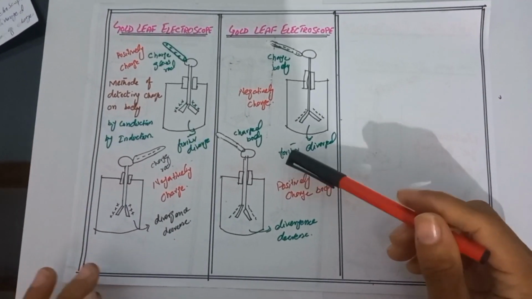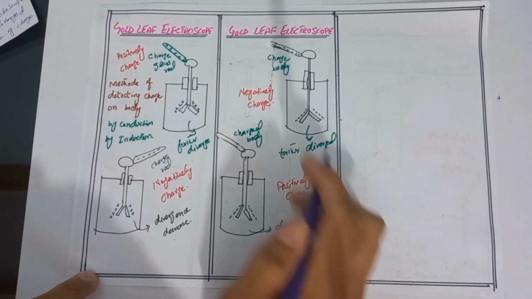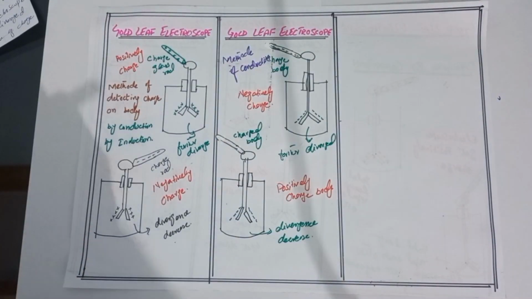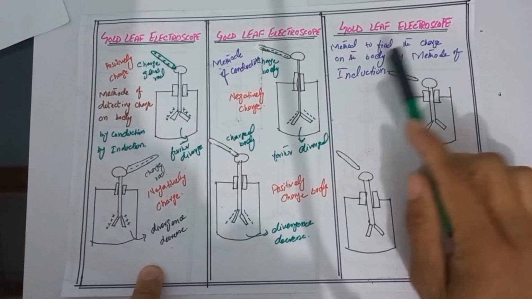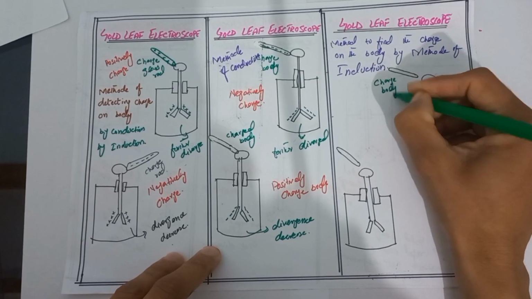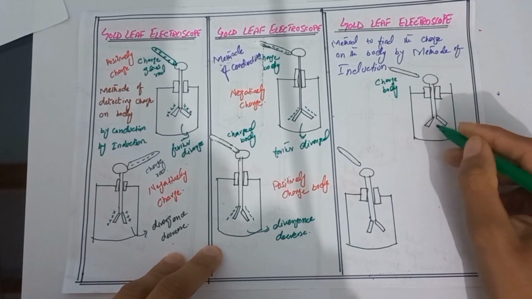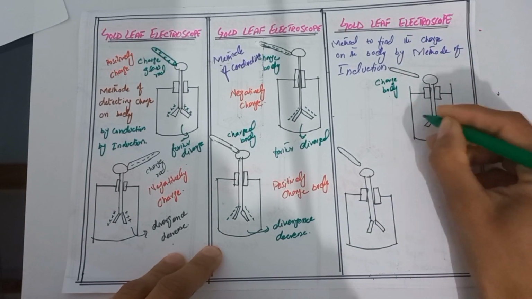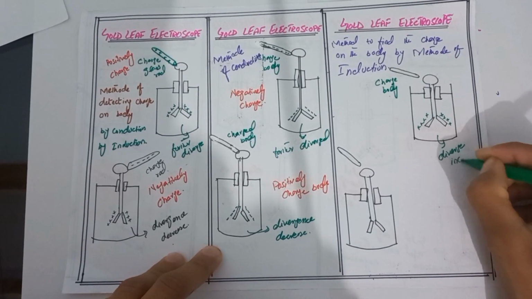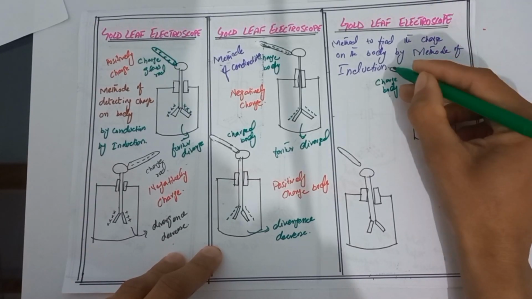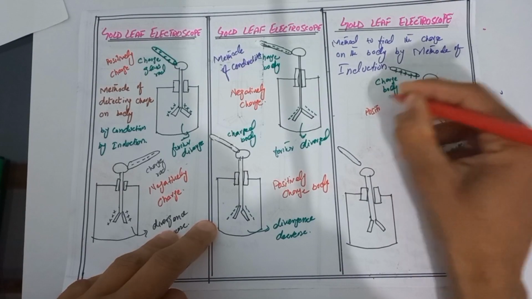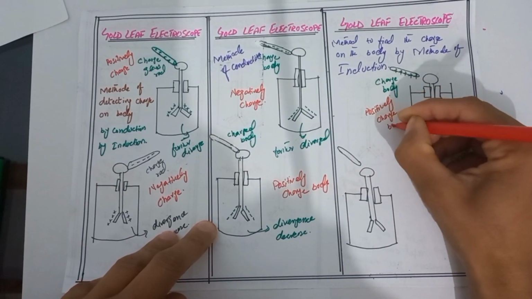Here we found the charge on the body by the method of conduction. Now we can find the charge on the body by the method of induction. We bring a charged body near the metal ball, and the divergence of the leaves on this positively charged electroscope further increases. This shows that the charged body is positively charged.